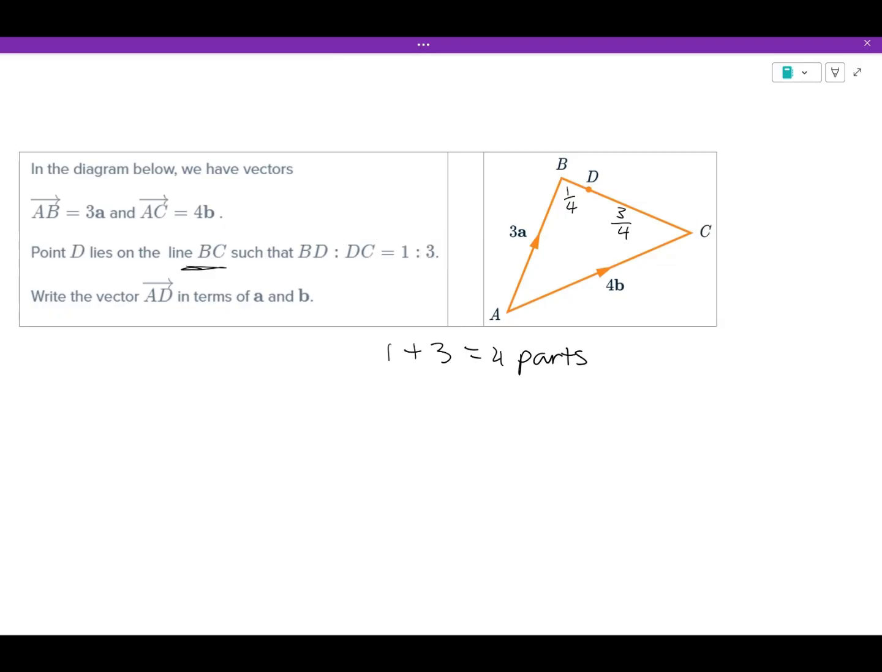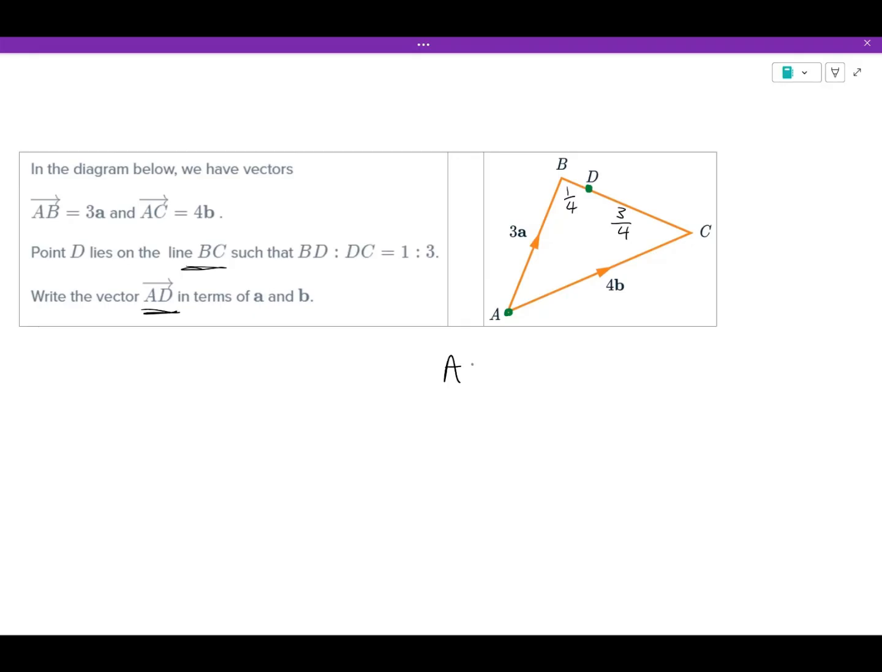So we are told to write the vector A to D in terms of a and b. So let's just identify where is A and where is D. So that is this point here. So we need to think about how I'm going to get from my start point A to my end point D. So what I'm going to do is write out my path.